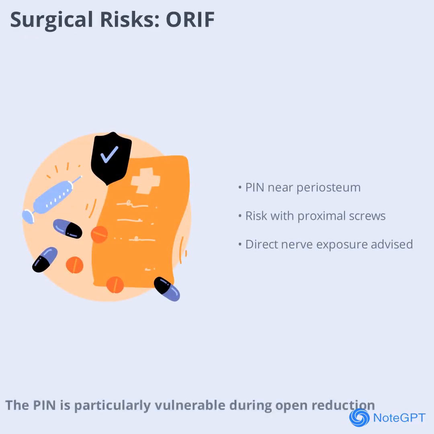The PIN is particularly vulnerable during open reduction and internal fixation (ORIF) of proximal radius fractures. In about 25% of patients, the nerve lies in direct contact with the periosteum of the radius just behind the bicipital tuberosity. If a fixation device, such as a plate, is applied to the radius with a proximal screw at this level, the nerve can become entrapped beneath the plate. To avoid this serious complication, surgeons should always directly expose the nerve during the procedure, ensuring it is not inadvertently compressed or damaged.